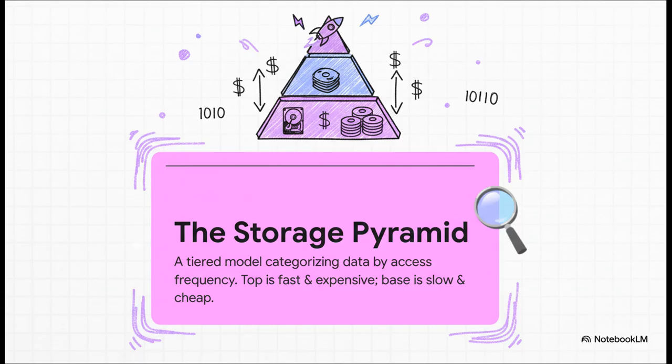At the very top of the pyramid, you've got your hot data. This is the stuff you need right now, like your operating system or the project you're actively editing. This tier is small, it's incredibly fast, and yeah, it's expensive per gigabyte. But as you move down the pyramid through the warm and cold tiers to the giant archival base, the storage gets way bigger, a lot slower, and dramatically cheaper. This model is the absolute key to balancing performance and cost.